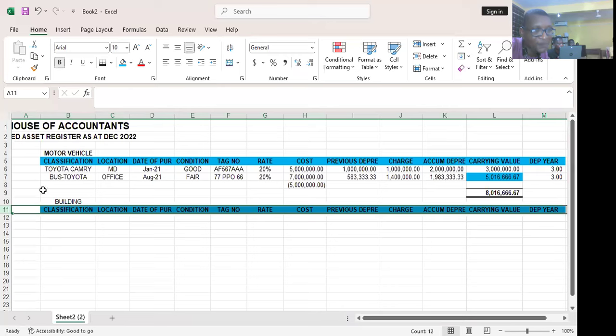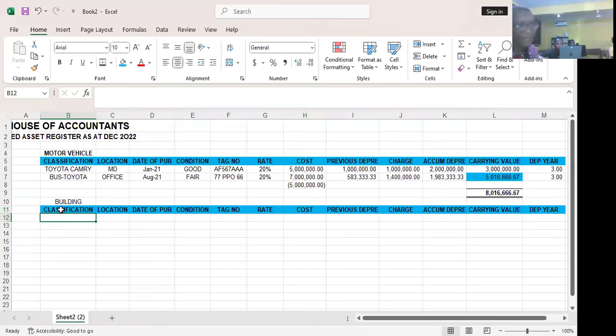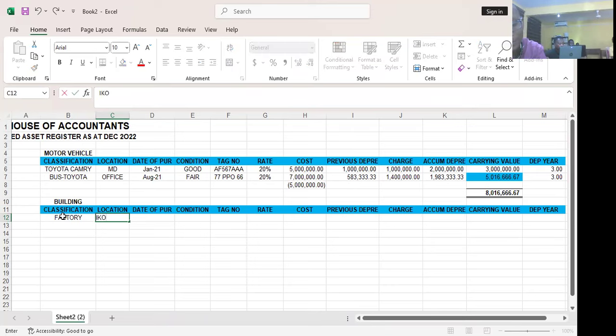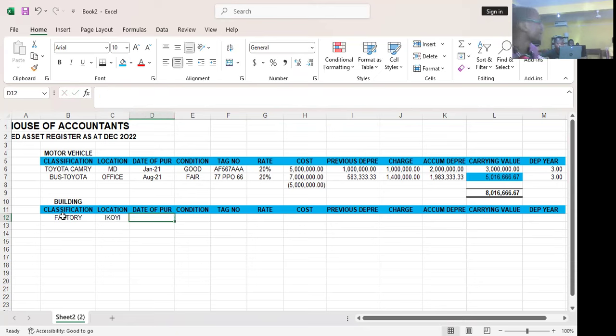So we now start giving the information. When we say building, what type of building are we talking about? You can call it factory building. Location, where? You put the address. Ikoyi, Ijebu-Ode, anywhere. You can put the full address there, so that when the auditor wants to check, they can go and verify if the building exists. Date of purchase, let's say 2022.